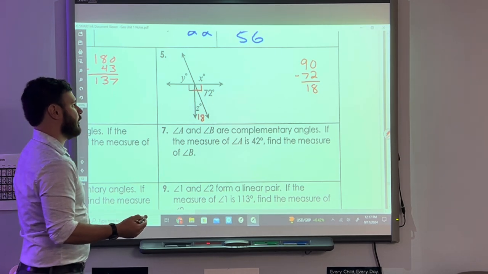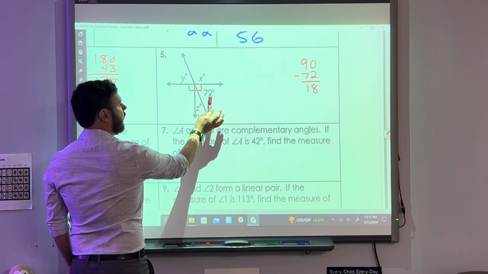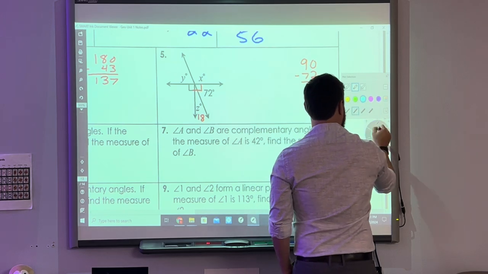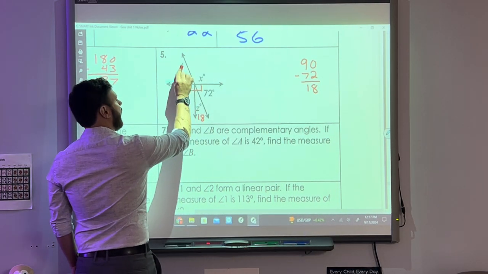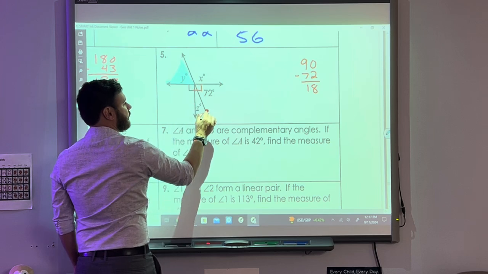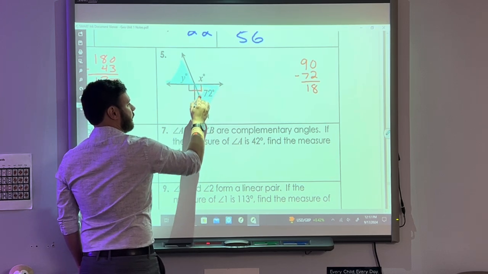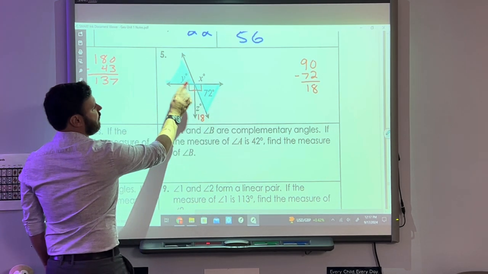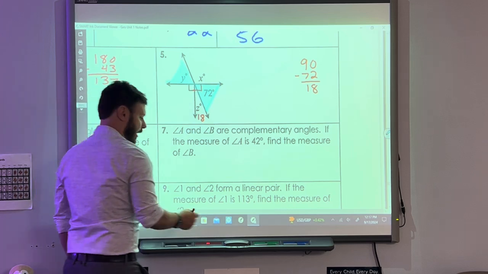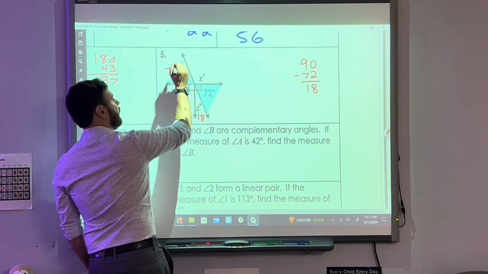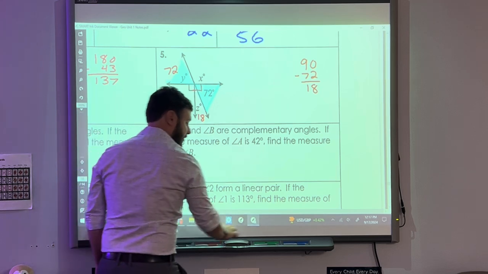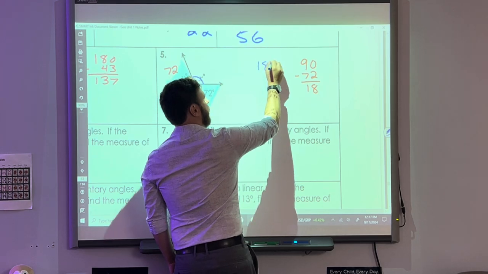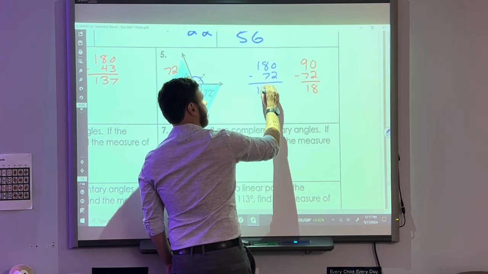It might be tricky to see, but y is vertical to 72. Let me highlight that so maybe we can see it better. If this is y, that's 72, and we can see that that is exactly across from each other and they are equal. So that one is going to make this 72. And I see that y and x make a straight line. So 180 take away 72, 108.